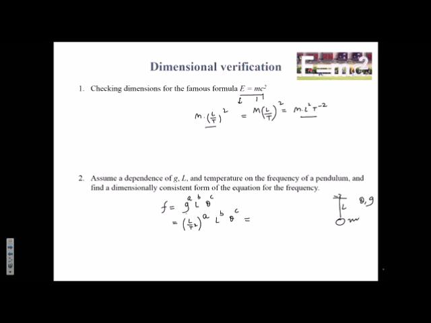So let's collect all the like terms. So we have L to the power a and L to the power b, so that becomes L to the power a plus b. We have t to the power minus 2a, and we have t to the power c.